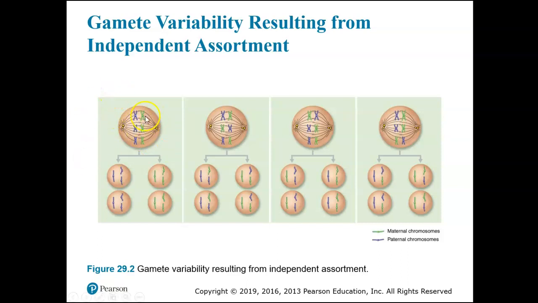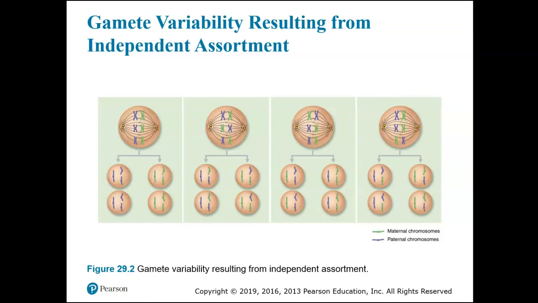So all of the father's chromosomes can be on the left, or you can have the first pair with the father's on the left and the mother's on the right. The second pair has the mother's chromosome on the left, and then the third pair is like the top pair. And then over here you have a whole different combination, and then far right you have a different combination.